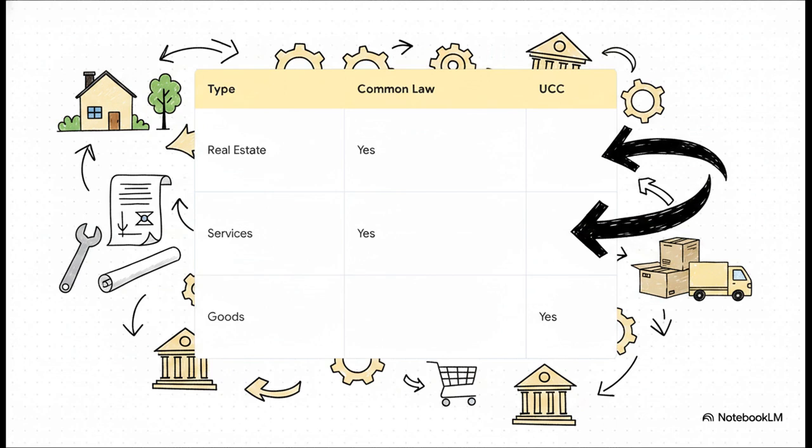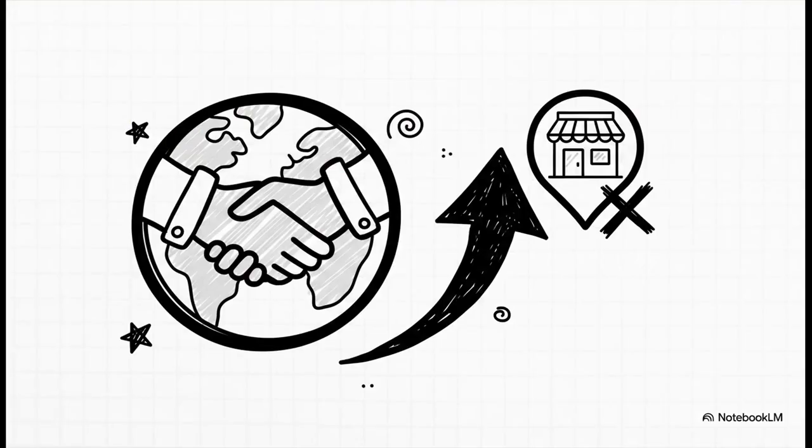If your deal involves real estate or services, like, say, plumbing or drafting documents, you're going to use judge-made common law. But if you're dealing with the sale of goods, like physical movable things, you've got to apply the Uniform Commercial Code, or the UCC. They actually created the UCC because dealing with 50 different state laws for commercial deals was just a total nightmare for interstate business.